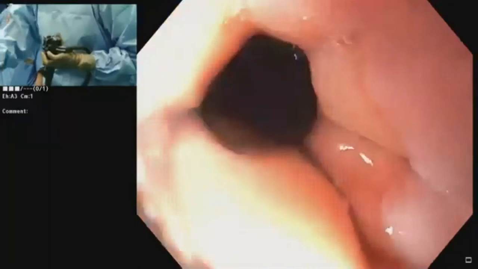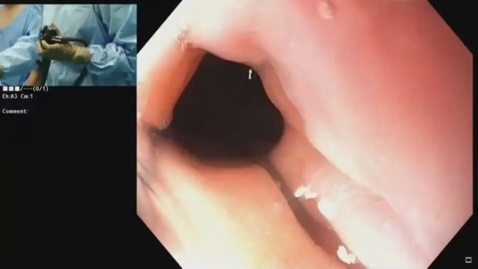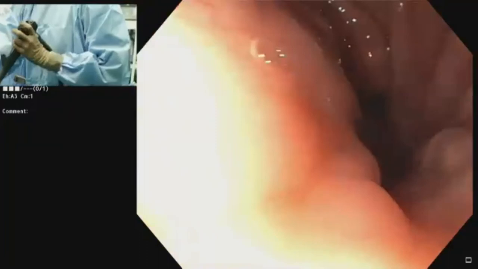That's the Z line. As you can see, I go inside there and I have this beautiful stomach. I don't see even gastritis here. Almost looks normal to me. This is the pre-pyloric area. Fine. I'm going to go inside into the duodenum and see if there is a pathology here.